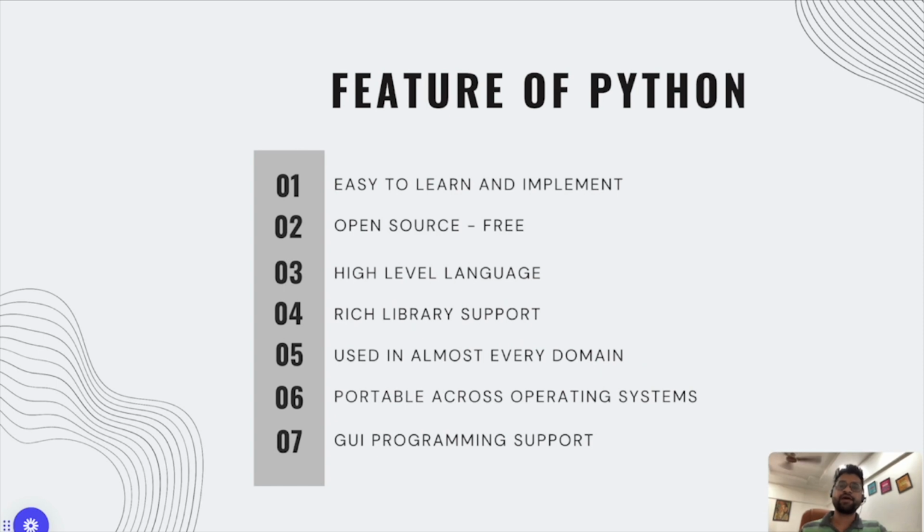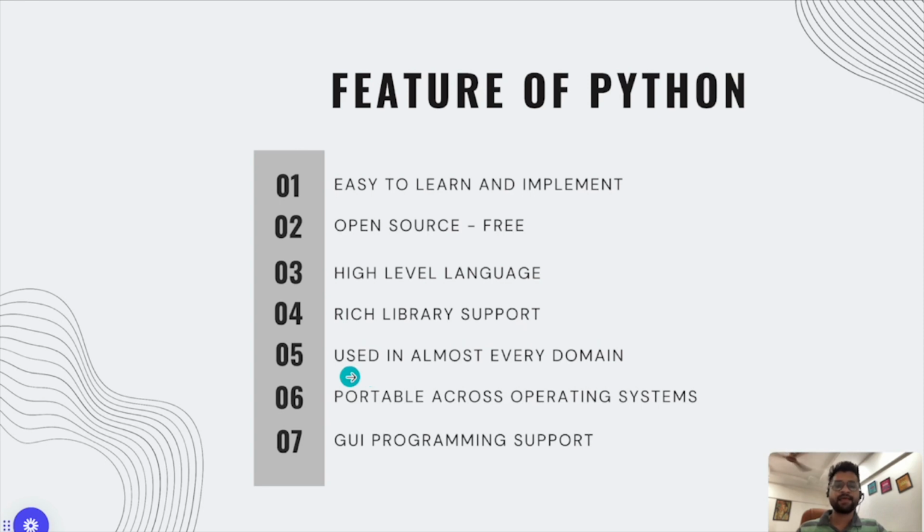Now have a look at the features of Python. As I told you, Python is very easy to implement. Python is very easy to learn. It is freely available. It is open source. Python is a high-level language. Python has rich library support. We have plenty of libraries in Python, so it will make our life easier when writing code. We will learn about all these things in upcoming classes.